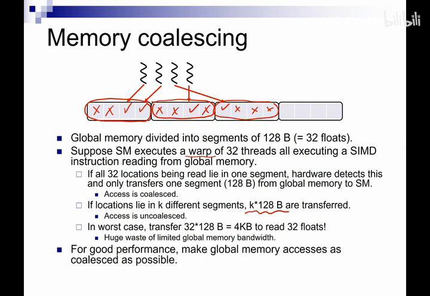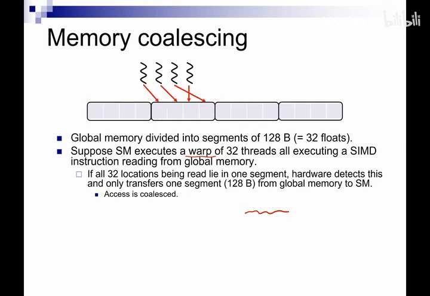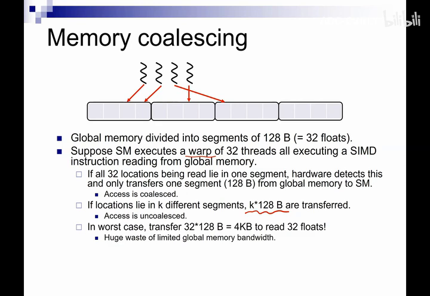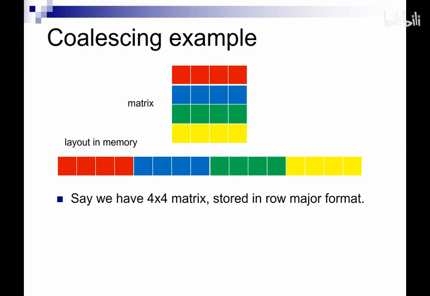So the idea is that we definitely do not want these uncoalesced memory accesses. We don't want this situation where you read multiple segments. We want this situation where you only read from one segment. So we want to make global memory accesses as coalesced as possible. Let's do a concrete example of this.